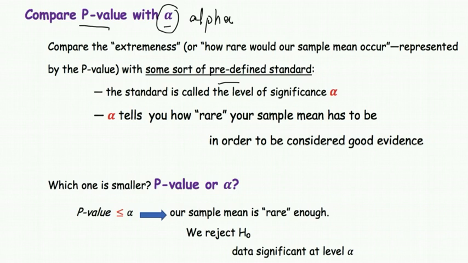So typically, people set alpha as 5% or sometimes 1%, so on and so forth. It depends on the researcher. But you need to set it or define it before you go and collect data. So you need to set what your standard is before you collect data. Otherwise, it will be some sort of cheating, right? So now alpha, the technical term for alpha is level of significance. What's the point of alpha? Alpha tells you how rare your sample mean has to be in order to be considered good evidence.